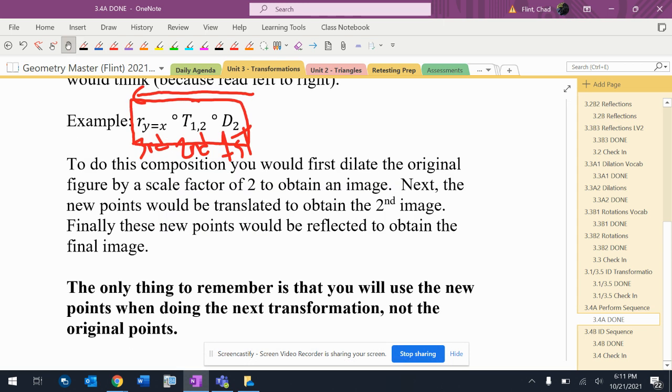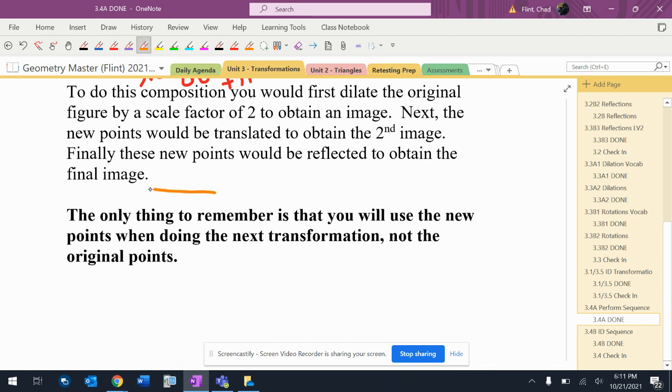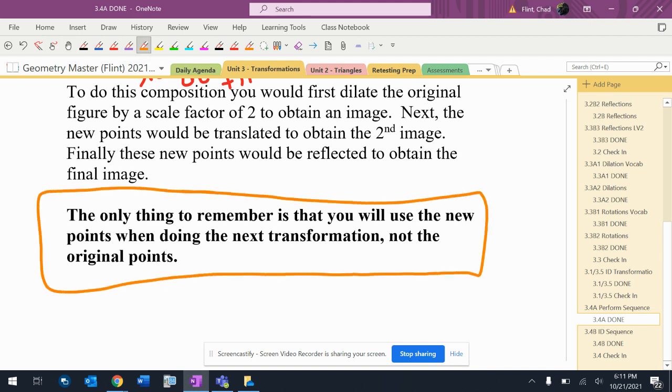The other super, super important thing, all right, is in bold right here. So when you do one of these, it goes one after the other. It's kind of building on each thing. So you use the new points when you do the next transformation, not the original points. All right, so you're going to see this when you do some of the problems and you see some of the examples here. You don't keep going back to the original points.